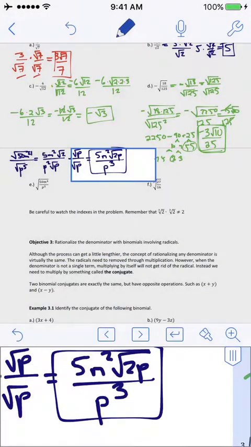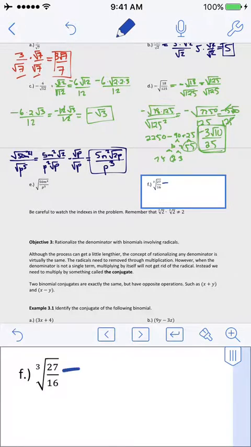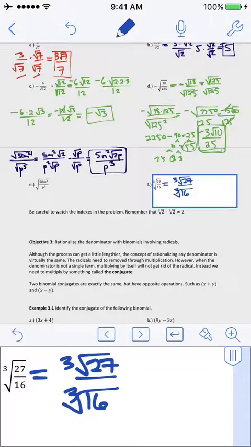Last one. Let's try one of those higher powers again. Change that into cubed root of 27 over the cubed root of 16. The cubed root of 27 is 3. And I do believe the cubed root of 16 is not a whole number.